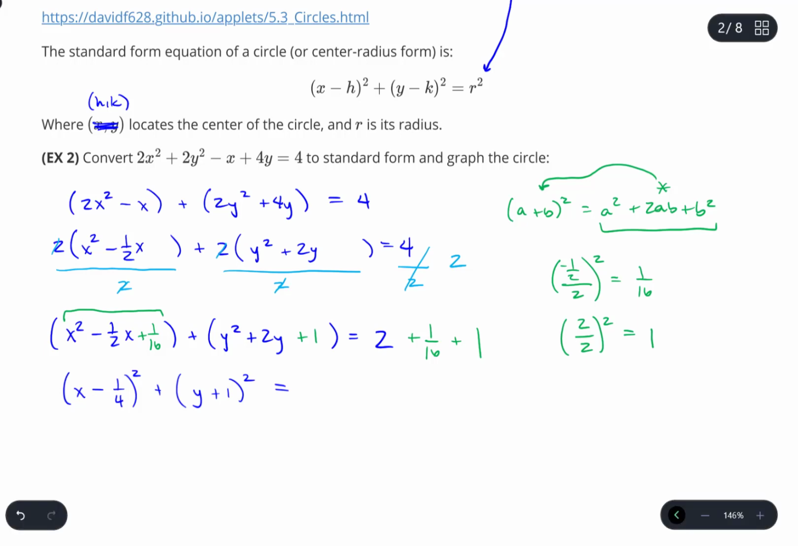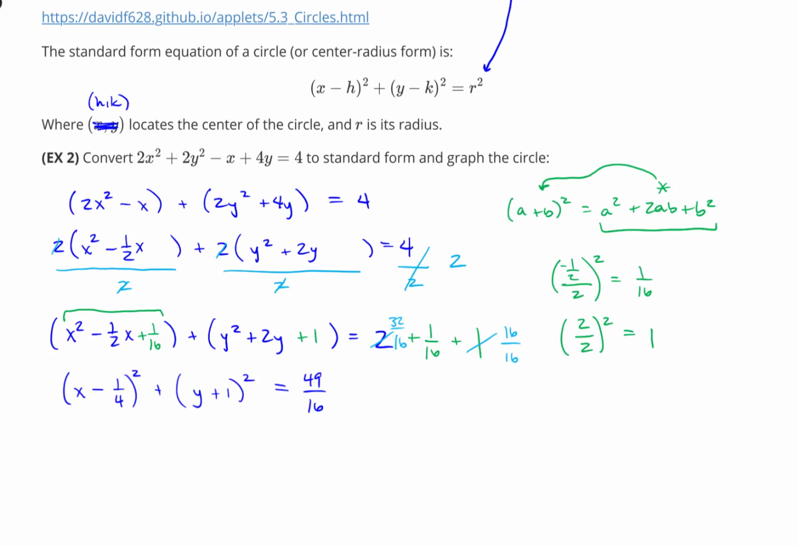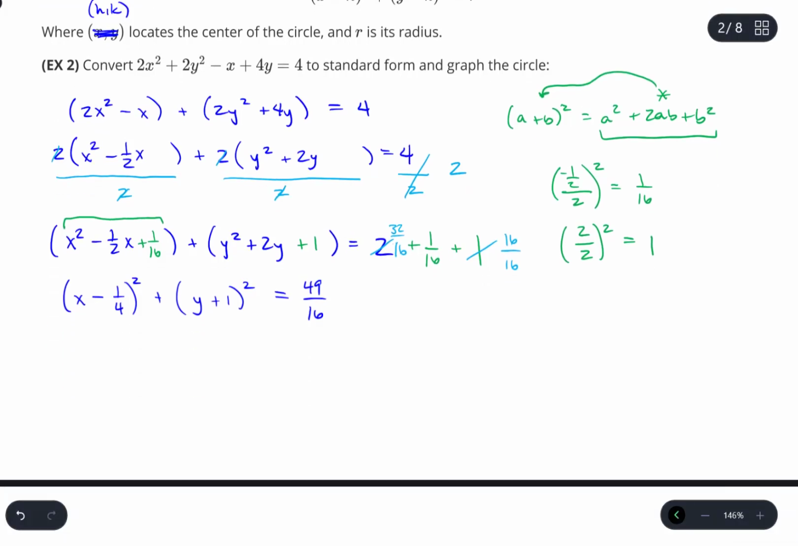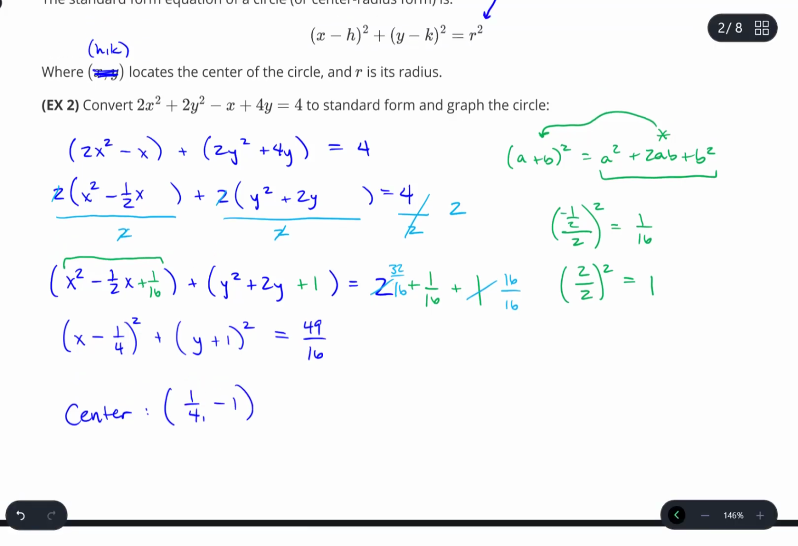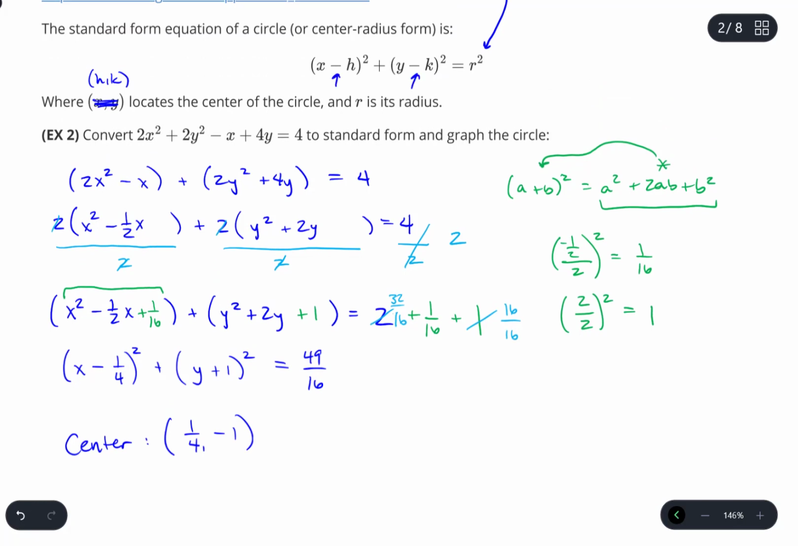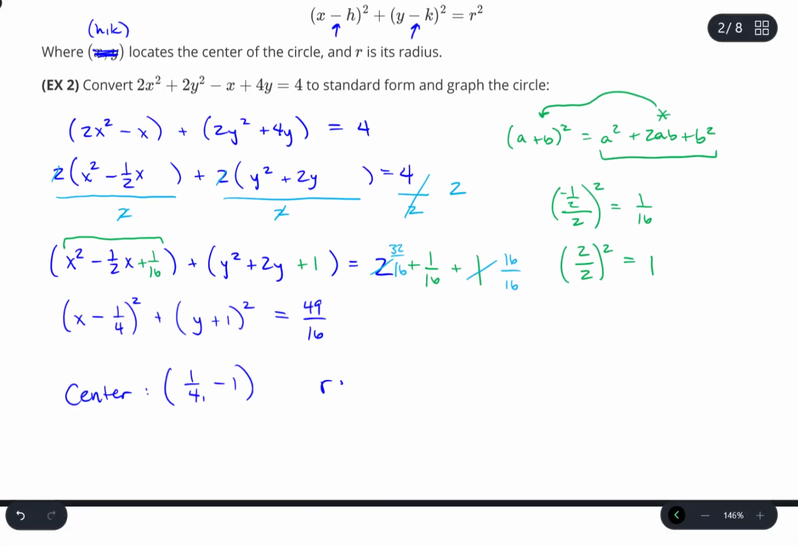Within this group, I would need to do some work with fractions. So 1 is 16 over 16, 2 is 32 over 16. 32 and 16 would be 48. 48 and 1 would give me 49 over 16. All right, so now I'm in center-radius form, or standard form, whatever you want to call it. And I can identify the location of the center of the circle, which it didn't ask for, but I'm going to go ahead and do it just because one thing that's a little surprising to students is that the center here is going to be at positive 1/4 and negative 1. And that's just because the minus in front of the values h and k tell you to take the opposite of those values when you read them back. And then the radius is the square root of 49/16. So in this case, that would be 7/4.